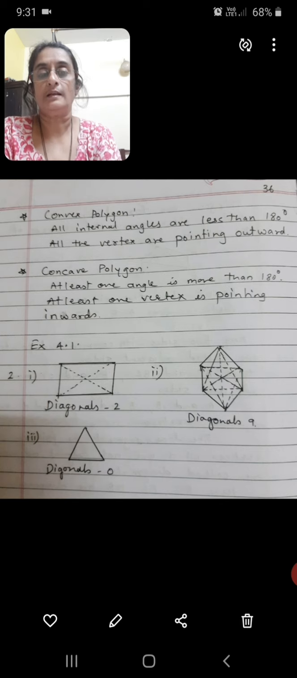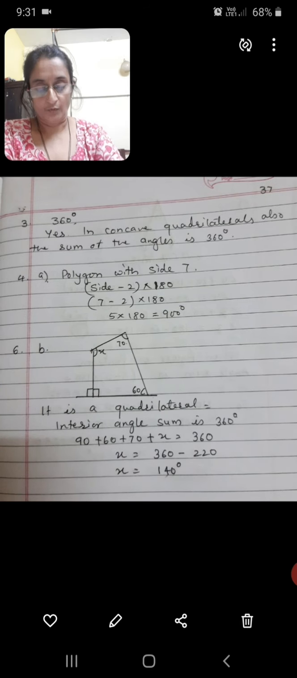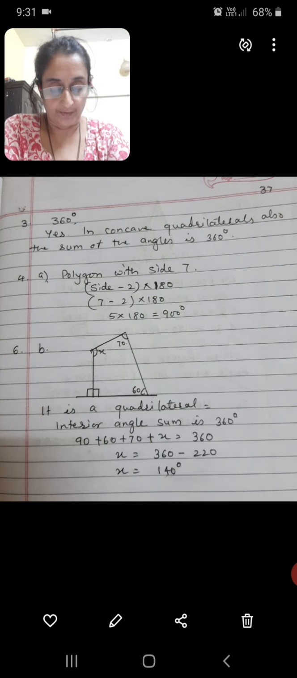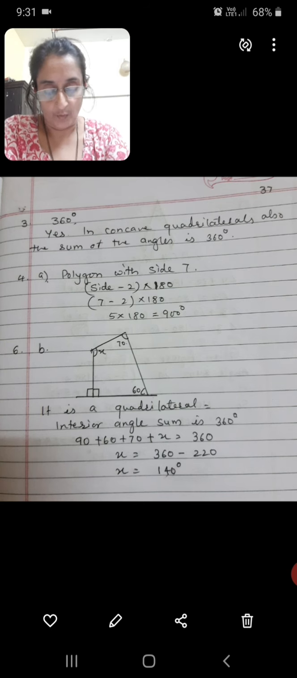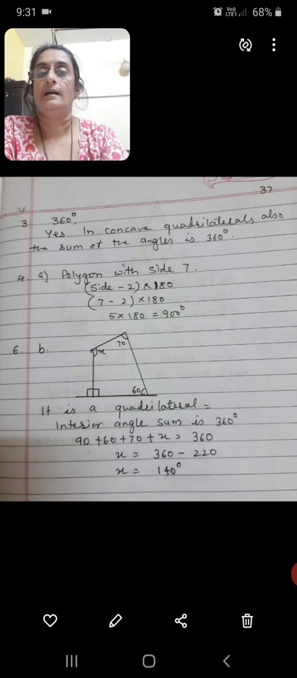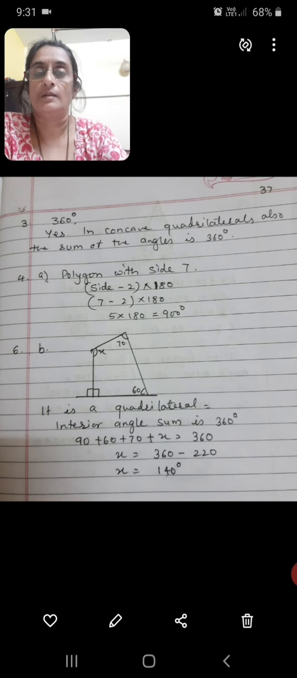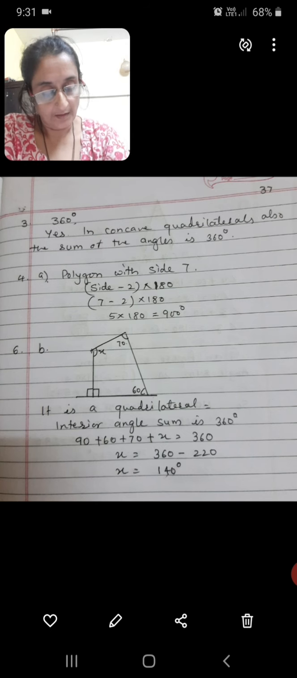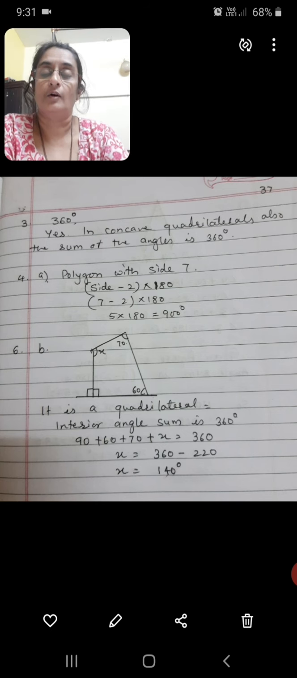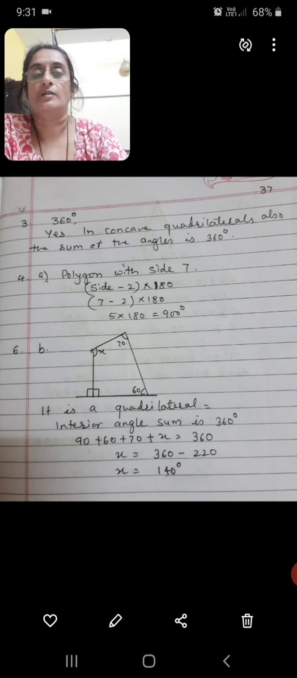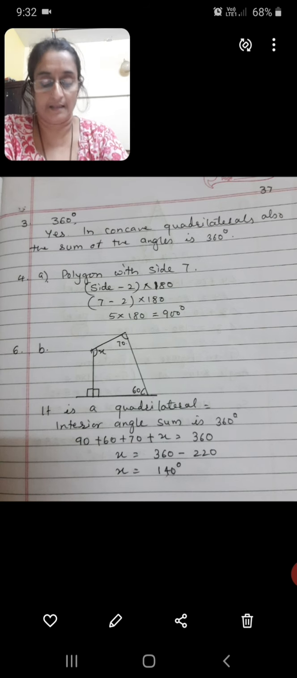Now let us go to question number 3. The question is, what is the sum of the measures of the angles of a convex quadrilateral? Will this property hold if the quadrilateral is not convex? The sum of the angles of a quadrilateral is always 360 degrees. And the other question asked is whether this holds even if the quadrilateral is not convex. Yes, in a non-convex quadrilateral also the sum of the angles is 360 degrees.